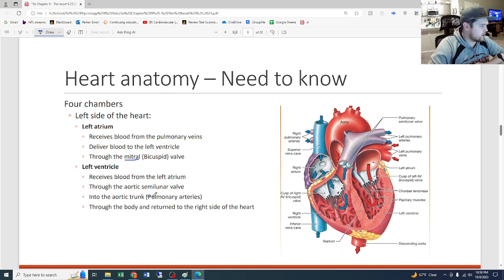I think there's a typo here. I'm going to get rid of that. Goes into the aortic trunk. Oh, no, I know why that's written there.